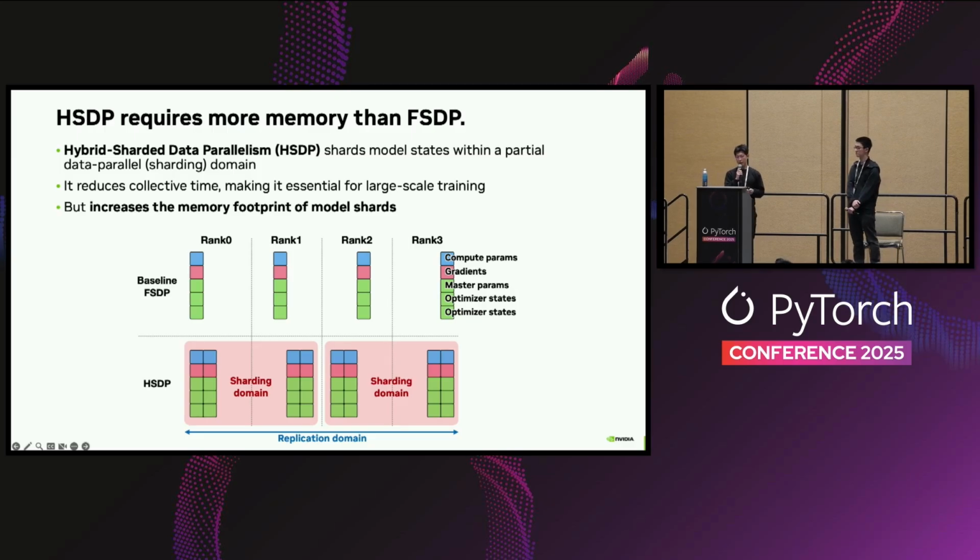But hybrid FSDP shards within a partial domain of the GPUs. For example, in this figure, we have 2 GPUs to shard, and between the other 2 GPUs, we replicate. Since we have fewer GPUs for sharding, the communication, such as all-gather and reduce-scatter, gets much faster. Especially if you are able to limit this sharding domain within your fast intra-node network, it's going to be much faster. So this is widely used to train large language models.